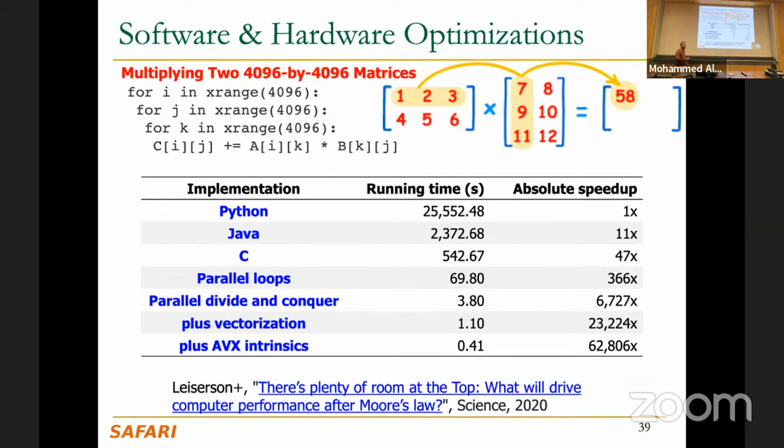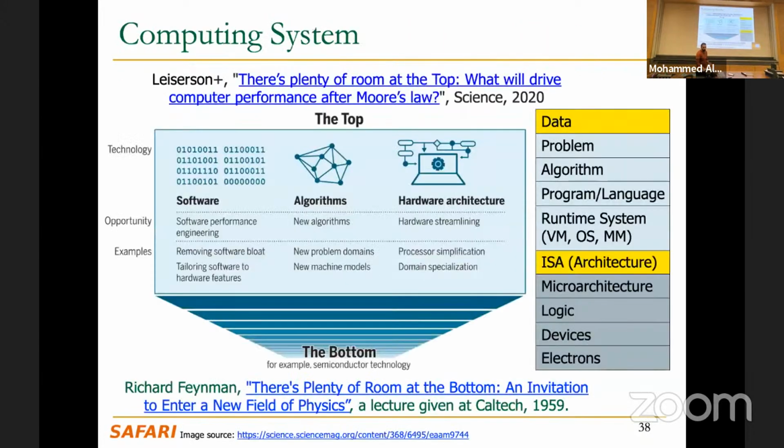The data is the same. The problem size is the same. Just the programming language plus some support from the hardware using some SIMD cores. So that tells you the huge benefits of working at the full stack, all the way from the data to the problem algorithm to the hardware itself.